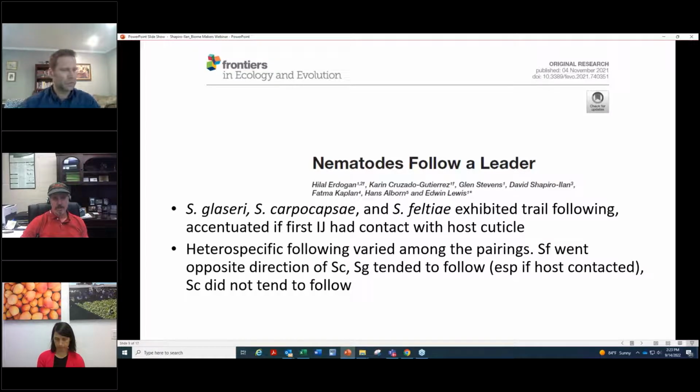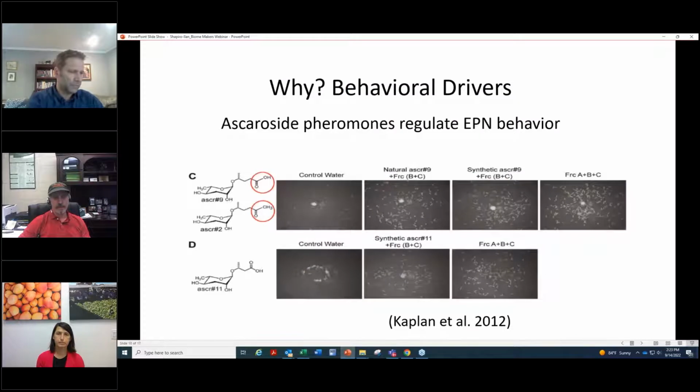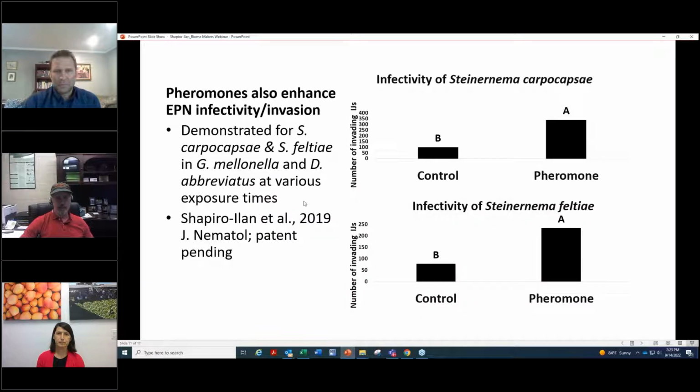And again, what's behind this? So we find, and this was how Fatma and I came together, when she discovered that these pheromones regulate the entomopathogenic nematode behavior, enhancing, as shown here, the dispersal of the nematodes. And then we found subsequently that the pheromones also regulate infectivity of the nematodes. So you can see this is the number of nematodes invading an insect host. It's higher when the pheromones are present and exposed to the nematodes.